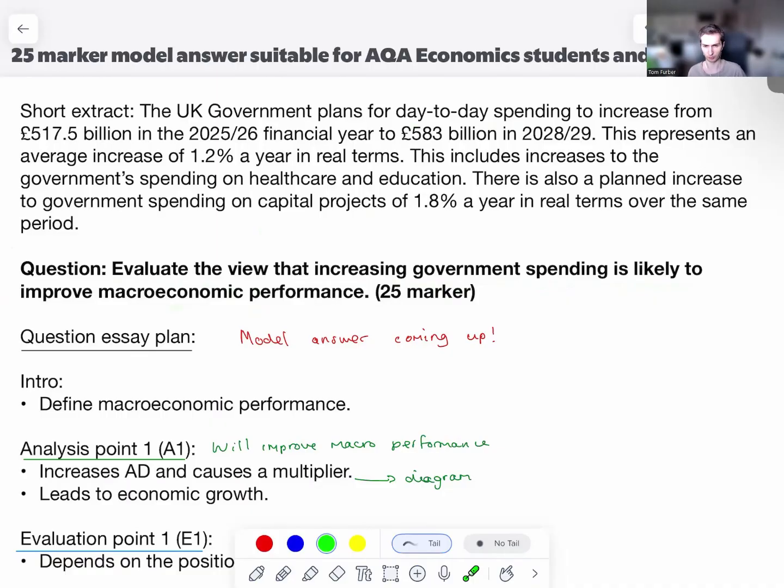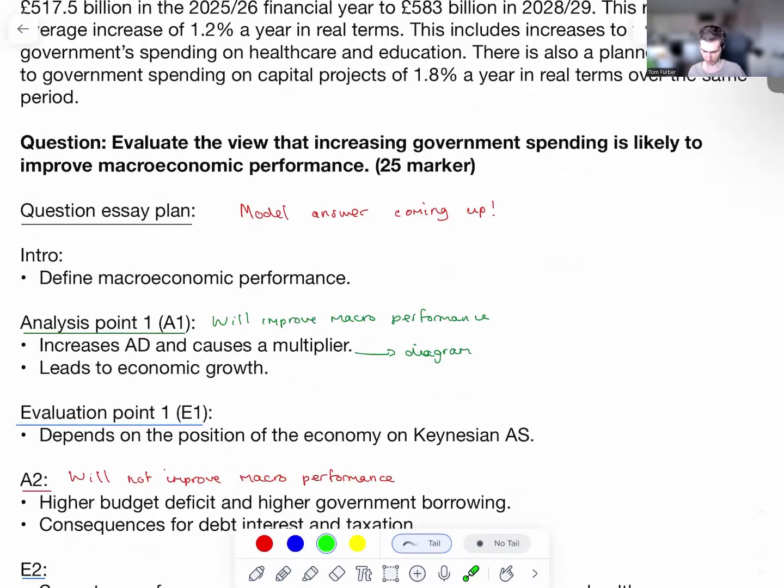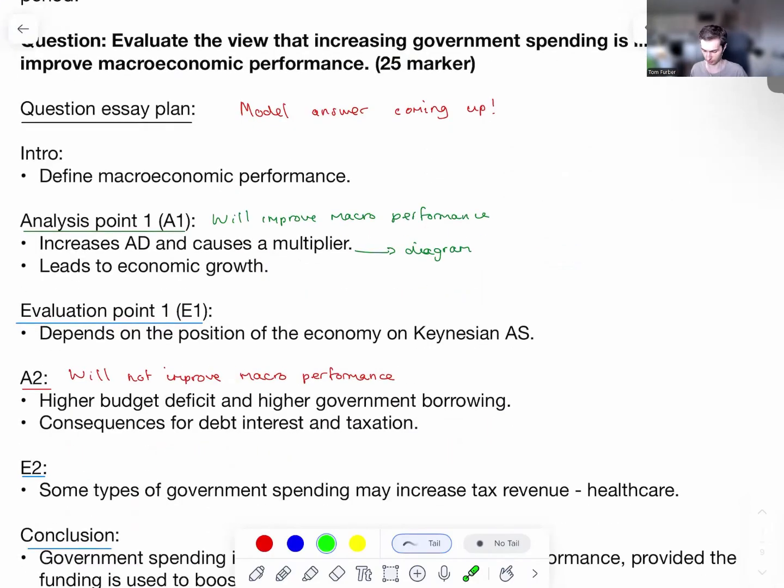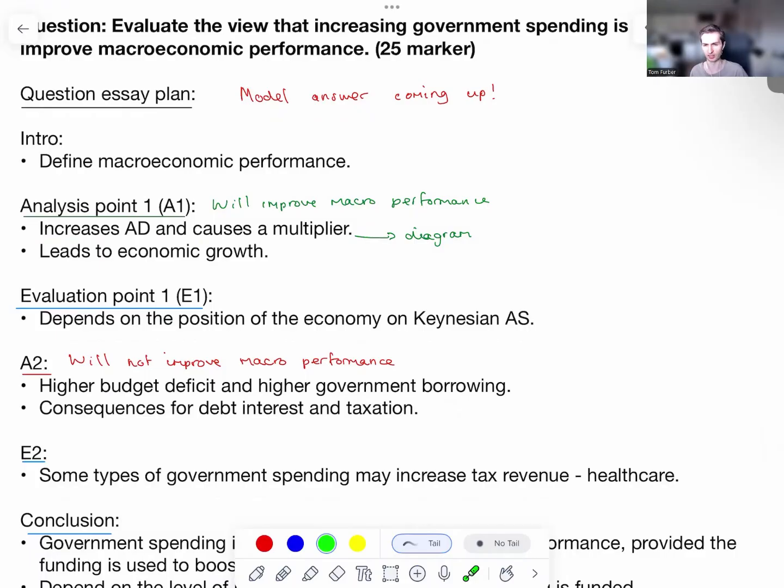Here's a quick essay plan with the model answer coming up right after. In the introduction, we might just define macroeconomic performance, what that means in terms of objectives. Then our first analysis point, or what I'll call A1, let's argue that increasing government spending will improve macro performance. And we'll argue this by showing that AD increases, and that leads to a multiplier effect with a relevant diagram. And this leads to economic growth, one of the main macroeconomic objectives. And evaluation point 1, or I'll call it E1, this depends on the position of the economy on the Keynesian aggregate supply curve, and we'll see that later.